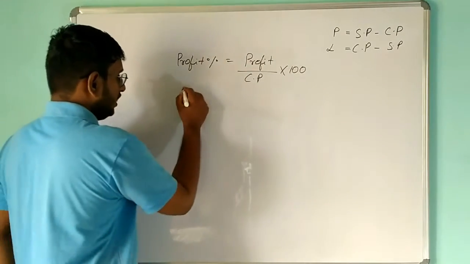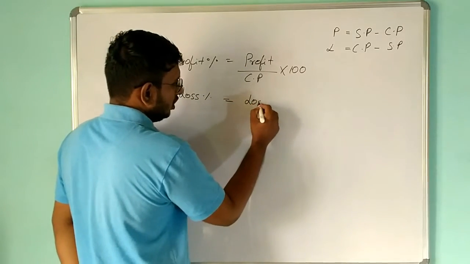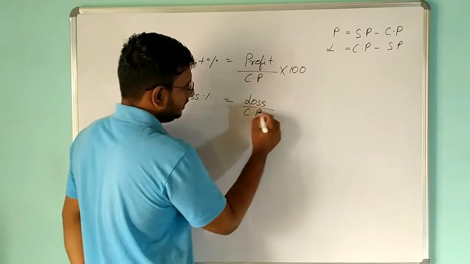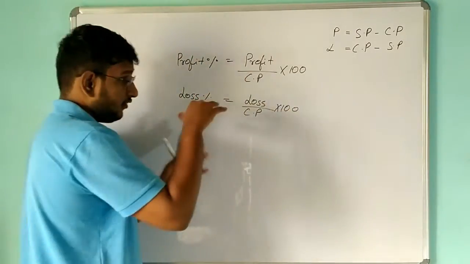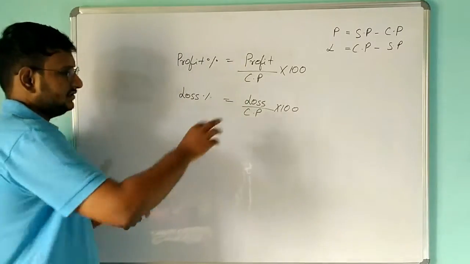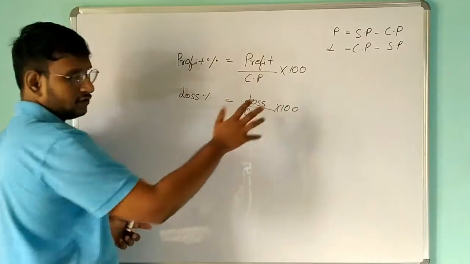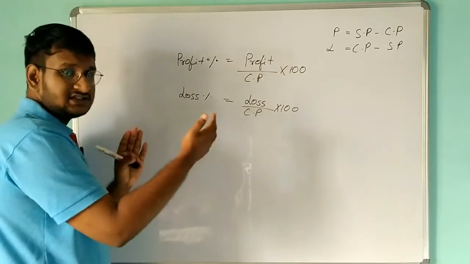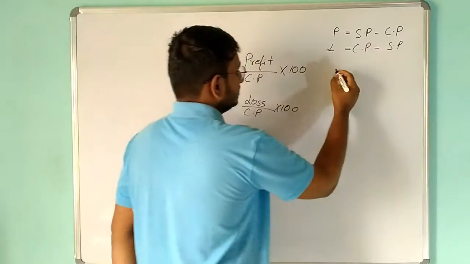In case of loss percentage, the same formula applies: loss divided by CP into 100. So this is the loss percentage. Both formulas are similar, they don't change much. We just need to apply profit over here, loss over here, in order to find profit percentage as well as loss percentage respectively. So I will write this also here.